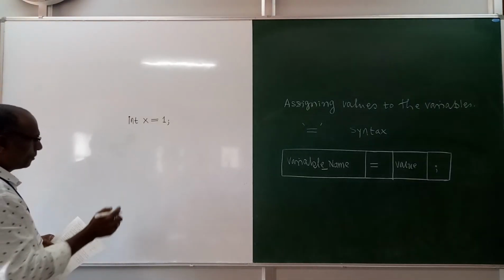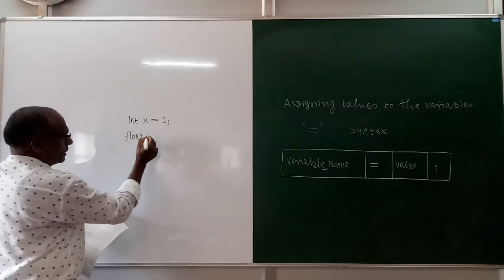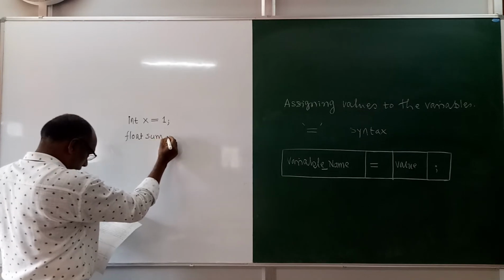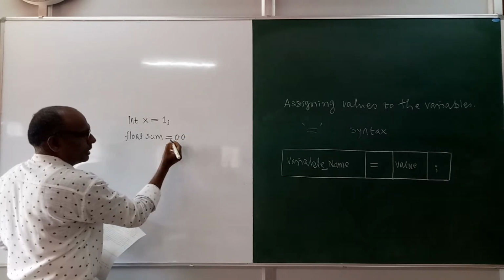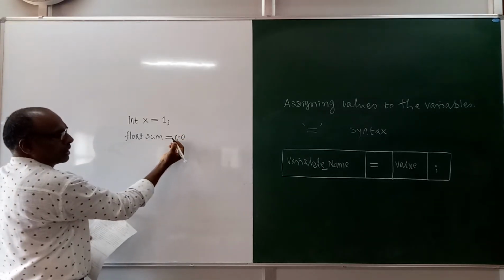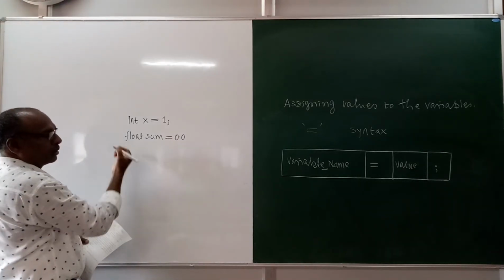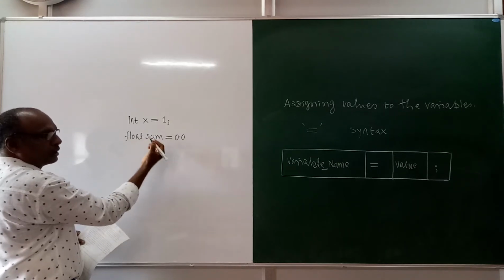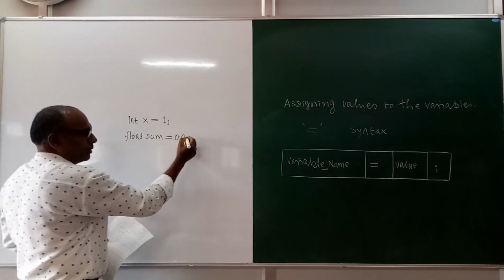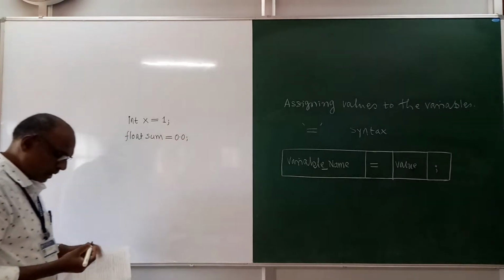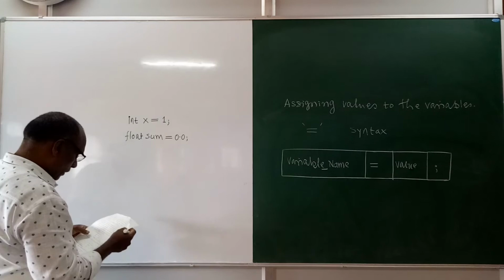Let me write another example here. Float, say sum, equal sign, so the value is 0.008. Sum is initialized. Its initial value is 0, and therefore it is called initialized. During the execution, the sum may go on changing. And say we write the semicolon. Okay, this is one example.